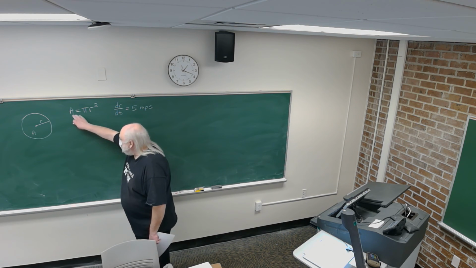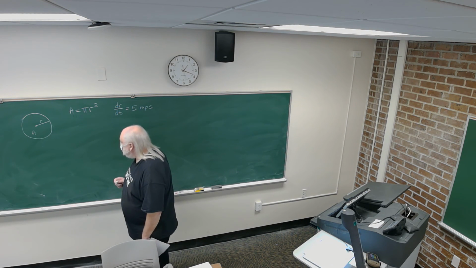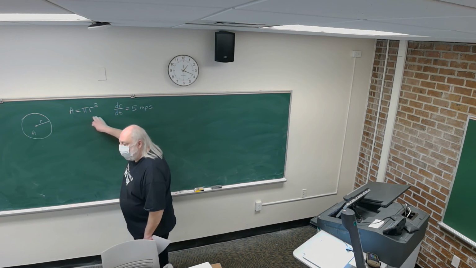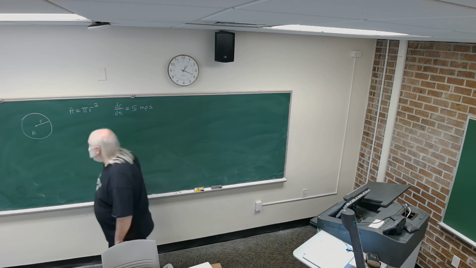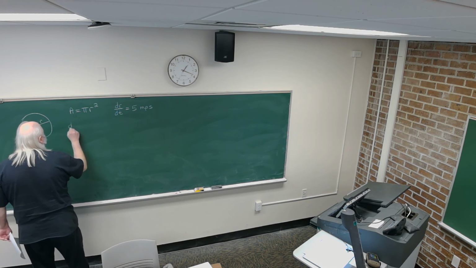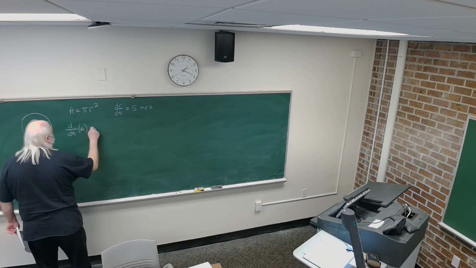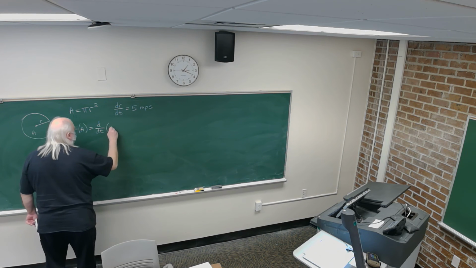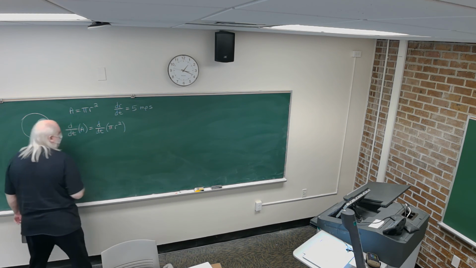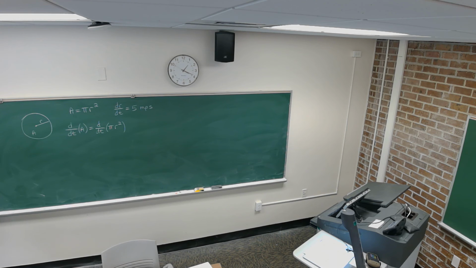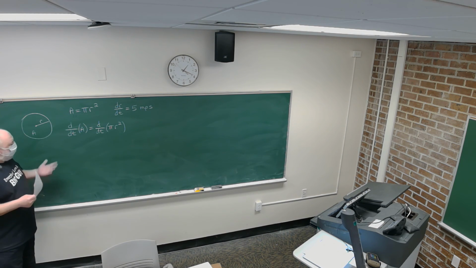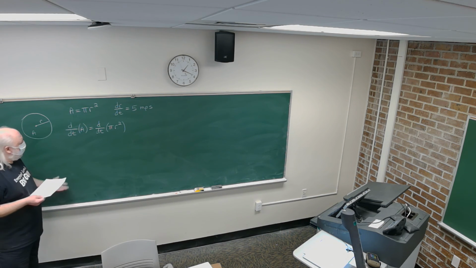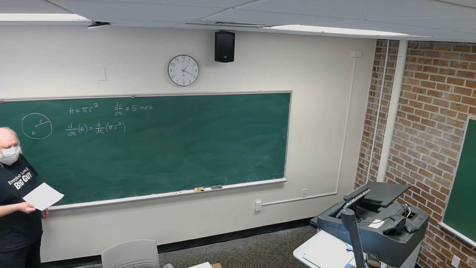To find how fast the area is changing with respect to time, we differentiate both sides with respect to time. So we have the derivative with respect to time of the area A. That has to equal the derivative with respect to time of the right-hand side, pi r squared. In this particular problem, both the area A and the radius r are changing with time, right? They're functions of time.